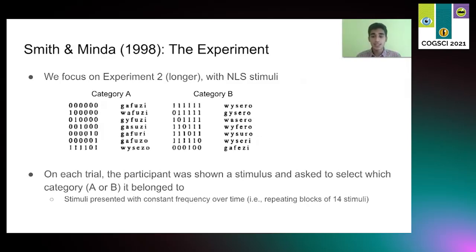The stimuli were 6-letter nonsensical words that were modeled by 6-bit binary strings, in which each bit and position corresponded to a unique letter. On each trial of the experiment, the participant was shown one of these nonsensical words and asked to categorize it. The stimuli were presented with constant frequency over time. That is, the experiment was divided into blocks, and each block contained a random permutation of the 14 stimuli, so that each stimulus was seen exactly once per block. And here you can see the exact set of stimuli that were used in the experiment.